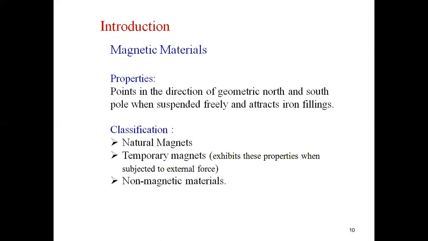There are different magnetic materials we are using, with different properties. A magnet points in the direction of the geometric north and south pole when suspended freely and attracts iron filings. So the basic property of the magnetic material, or the magnet, is that it points in the direction of the geometric north and south pole of the earth when suspended freely, and it attracts iron filings. Magnetic materials can be classified as natural magnets, temporary magnets, and non-magnetic materials.